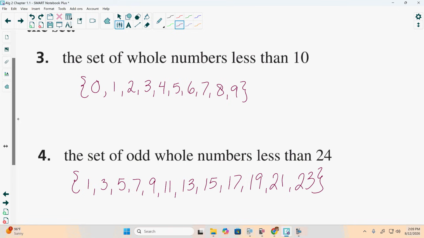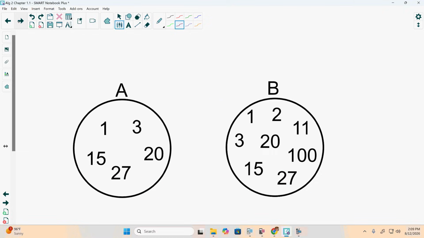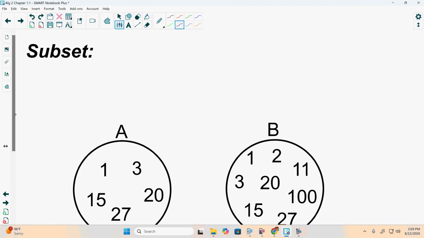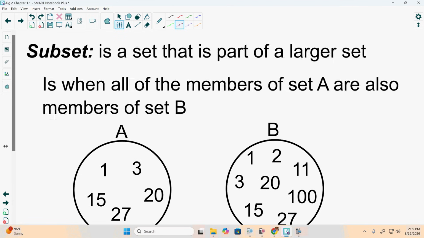Any questions on utilizing this here? We ready for the next part? We're not going to get into some of the not nicer sets yet. We're going to talk about something called a subset first. A subset is a set that is a part of a larger set. We consider something to be a subset if everything in that set is contained in the other set.